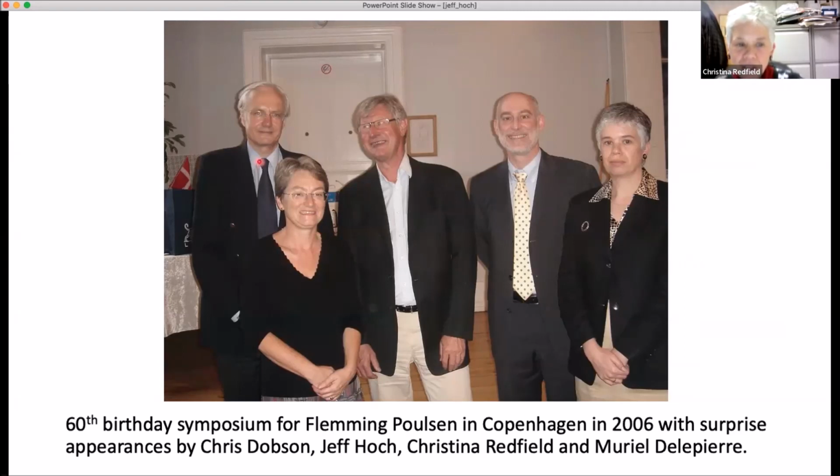So here's Muriel, Chris Dobson, Fleming Poulsen, Jeff, and me. Sadly, we've lost Fleming Poulsen and also Chris Dobson, but Muriel, Jeff, and I are still hanging in there. Jeff moved to the Department of Molecular Biology and Biophysics at UConn Health in Farmington, Connecticut in 2004. And there he's the director of the Gregory Mullen NMR Structural Biology Facility.